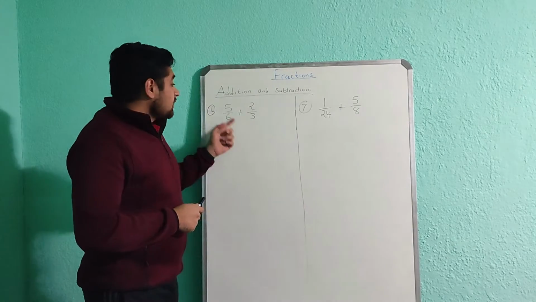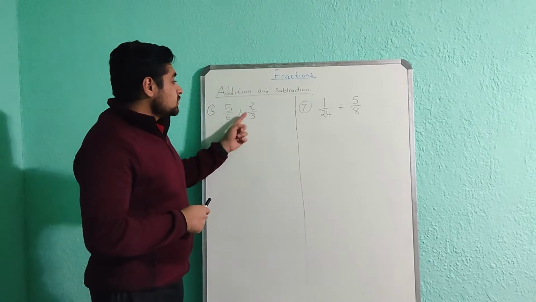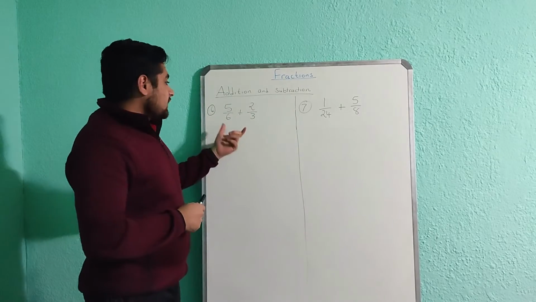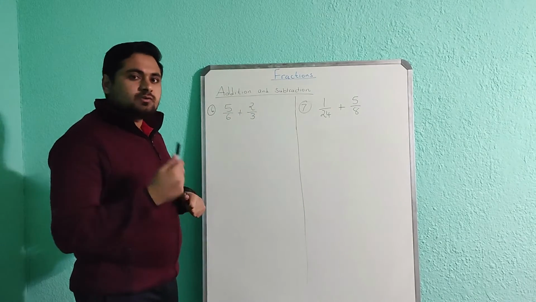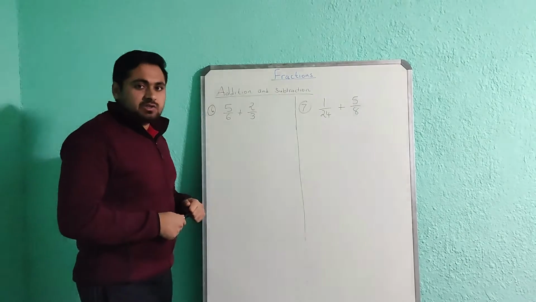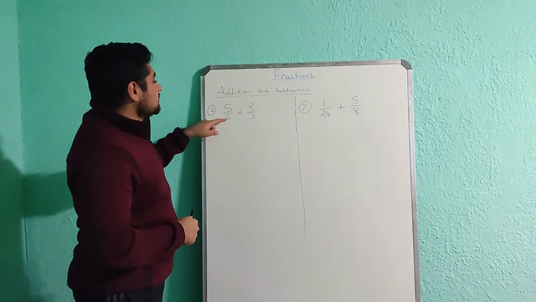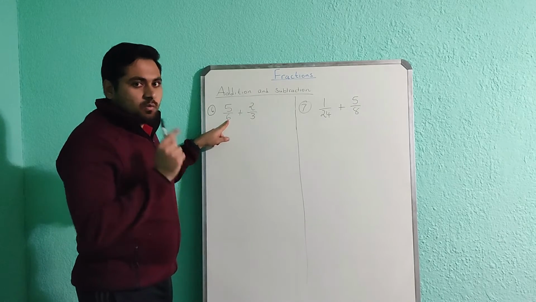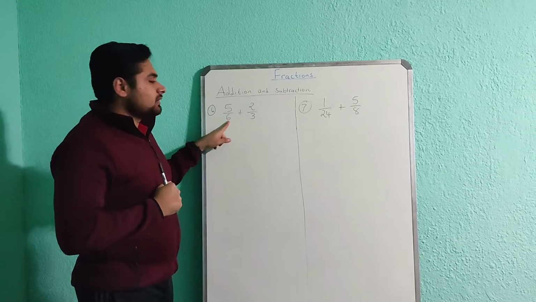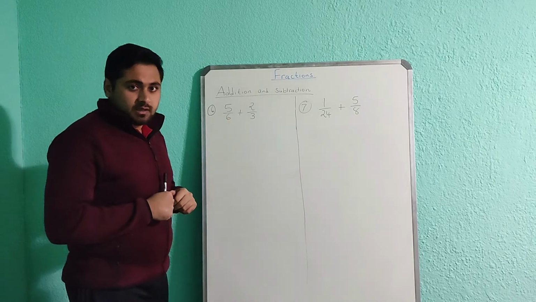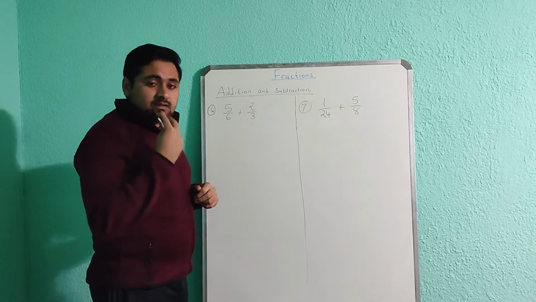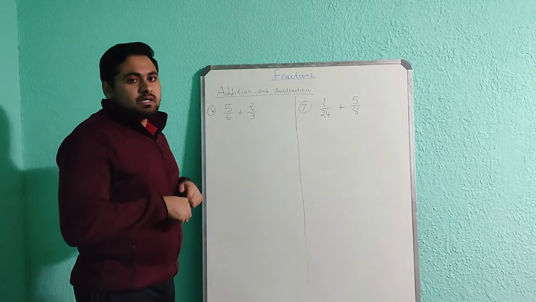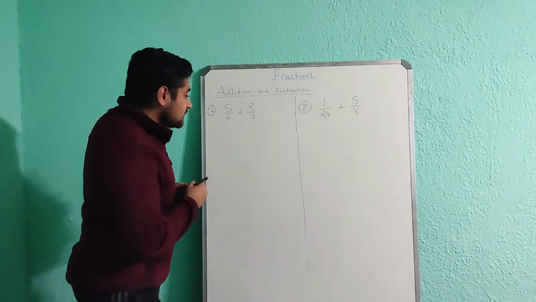Question 6 says 5 over 6 plus 2 over 3. We can see our denominators are different. So let's go to the first fraction and look at its denominator. Then we ask ourselves, can 6 go into itself? It can go once, without a remainder. Now can 3 go into 6? Yes, 3 can also go into 6 twice, without a remainder. Therefore, our common denominator is 6.